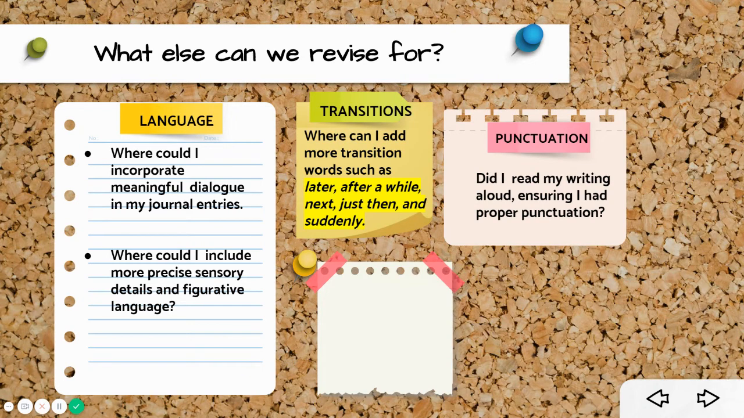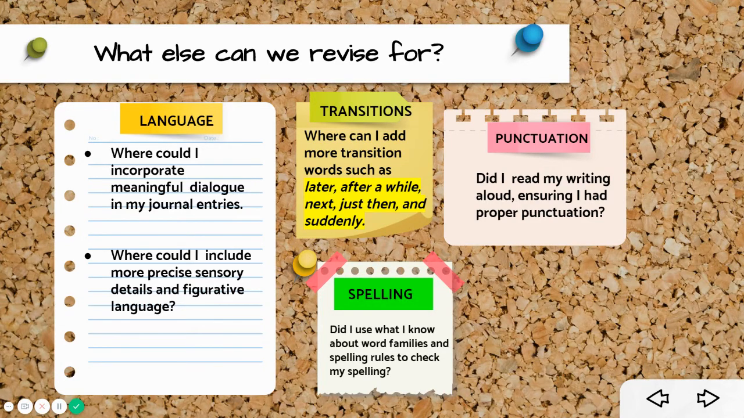Okay, this is always a big one, punctuation. Did I read my writing aloud, ensuring that I had proper punctuation? So when we listen to it and if we hear our voices drop, we know we need some sort of punctuation to reflect that drop in our voice or that pause. And the best way to do that is to read it aloud and really be mindful of your voice and make sure that you have the punctuation to represent that. And finally, spelling. Did I use what I know about word families and spelling rules to check my spelling to the best of my ability?